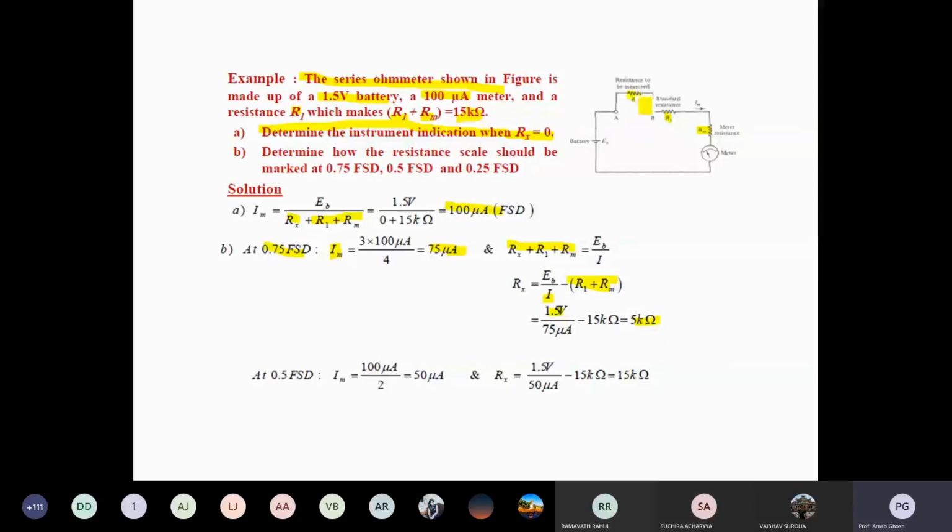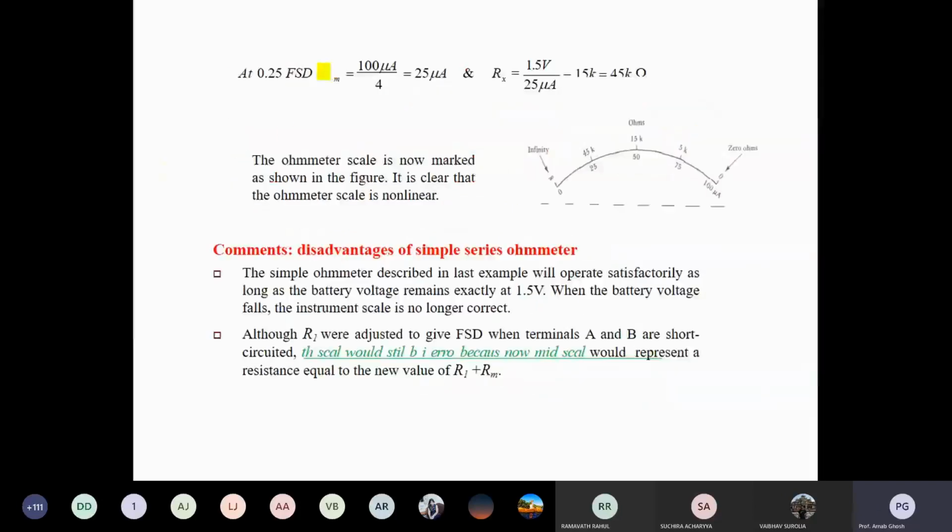So in case of an ohm meter, for measurement of unknown resistance, normally we are using the indirect method. For 0.5 FSD, Im is 50 microampere, so Rx is 1.5 by 50 microampere minus 15K, so it is 15 kilo ohm. For 0.25 FSD, Im value is 25 microampere, so it is coming 45 kilo ohm.